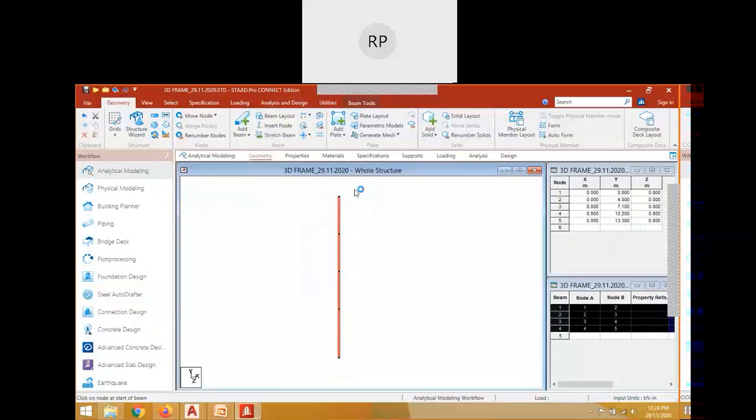So for that, what I want to do is just select this particular element. You can draw a window like this. All these nodes along with the column are getting selected, and in the geometry tab you will find this small symbol here. This is a translational repeat symbol. It is nothing but copy paste, or replicate.